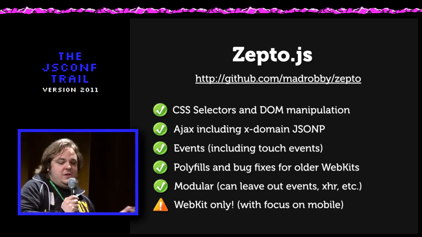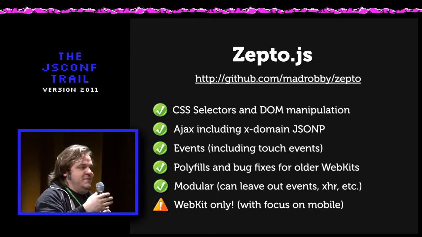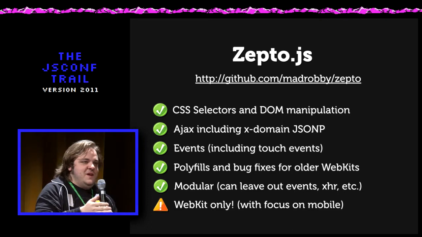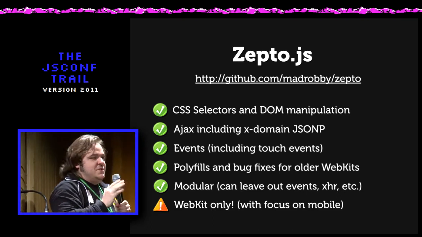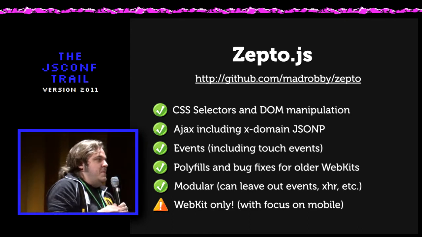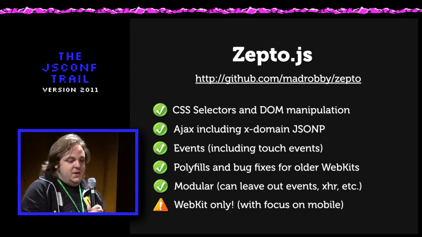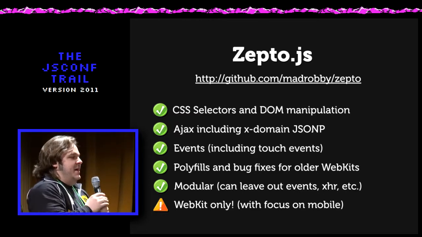It's very modular, so you can just include the core of Zepto, which is about half of this 5K target, if you just wanted DOM manipulation. If you don't need the events, for example, or if you don't need the Ajax, you can just leave that out, etc., etc. It's WebKit only.